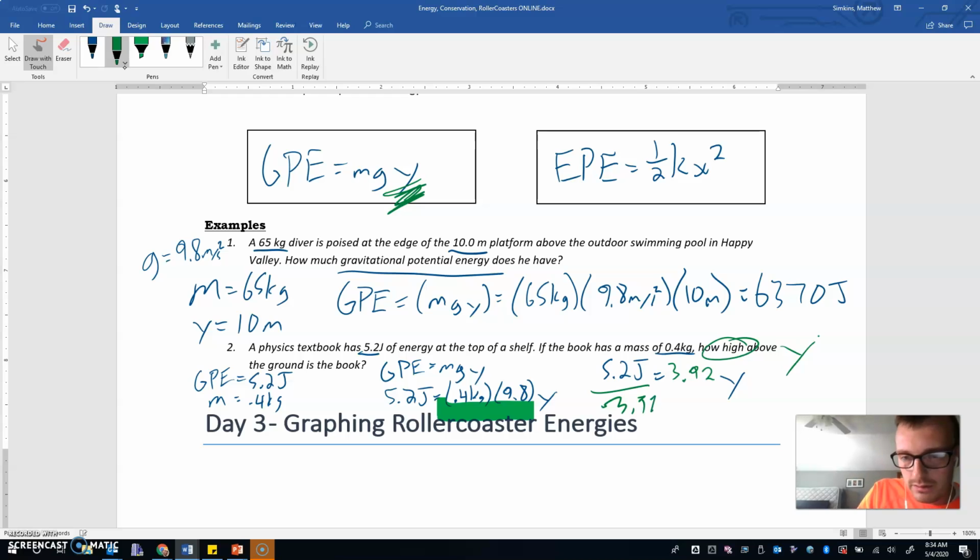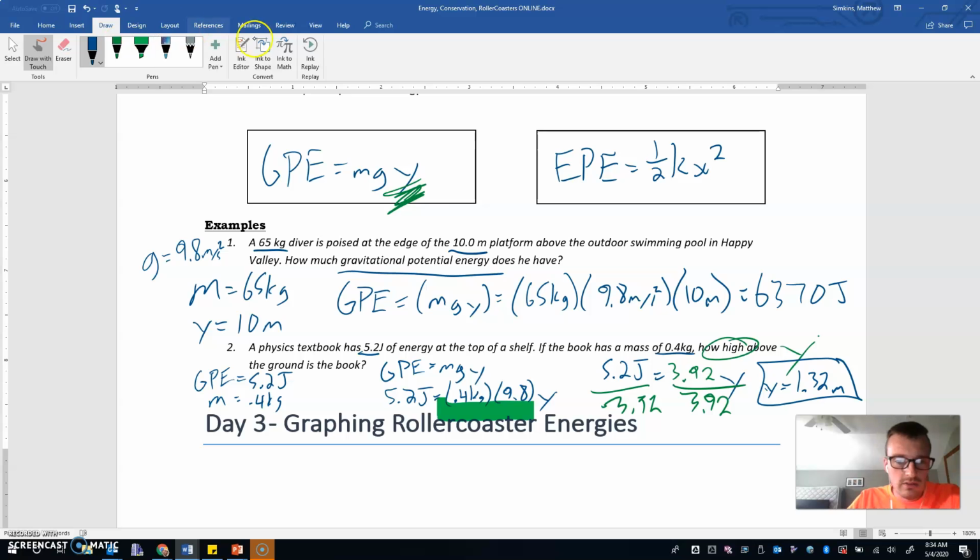So 3.92. Sorry, that got a little sloppy there. But 5.2 divided by 3.92 is 1.32, and the answer is going to be meters because it's height. Y is how high, it's height. The answer is going to be in meters. So there's two examples for potential energy.